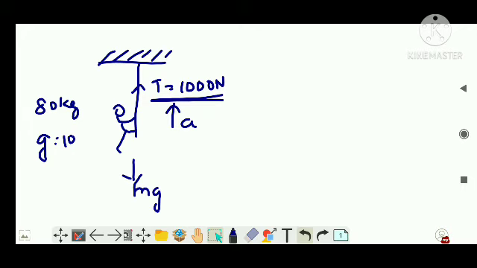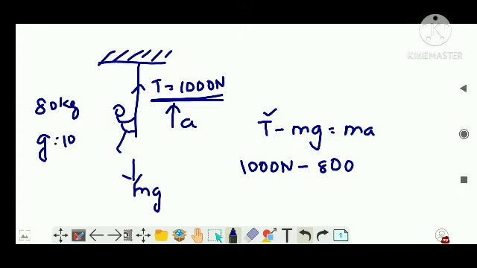Now, how would you do this question? Same like the previous one. You will write T minus mg is equal to ma. What is the maximum tension? That is the breaking force of the string. It is 1000 Newton, minus mg, that is 80 into 10, that is 800, and ma, 80 into a, that is our maximum tension. So you will get 200 is equal to 80 a max.